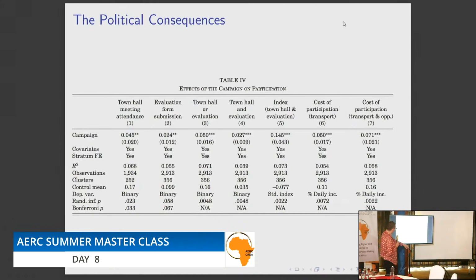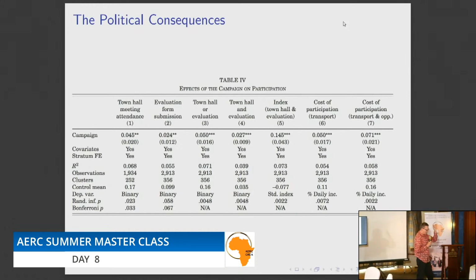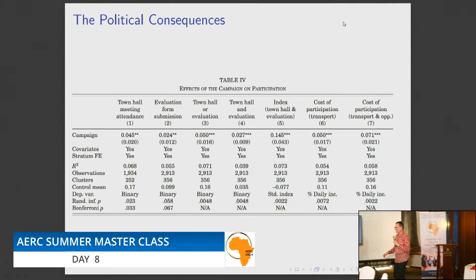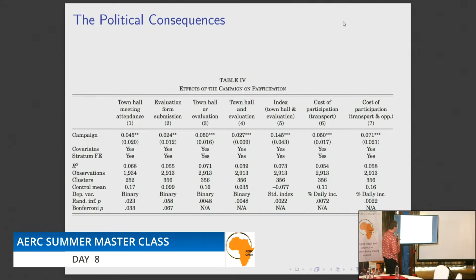The second thing he did was downtown, I'll show you the map of Kananga. Kananga's very spread out. They put these boxes where you could basically file a complaint or make a suggestion to the governor, or about what's going on with the state. But it's costly. You had to go downtown to put this thing in this box. This is what he called evaluation form submission.